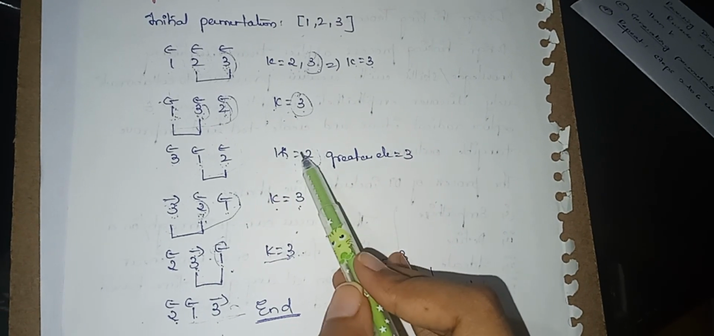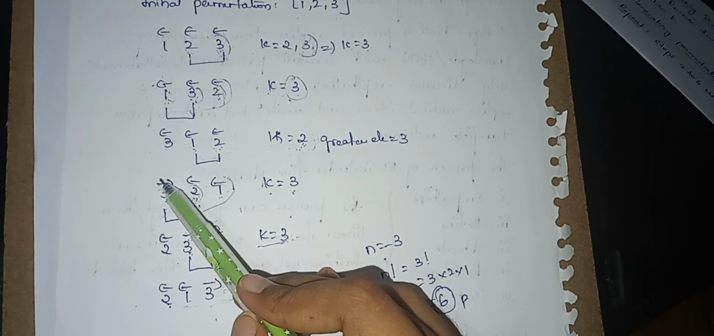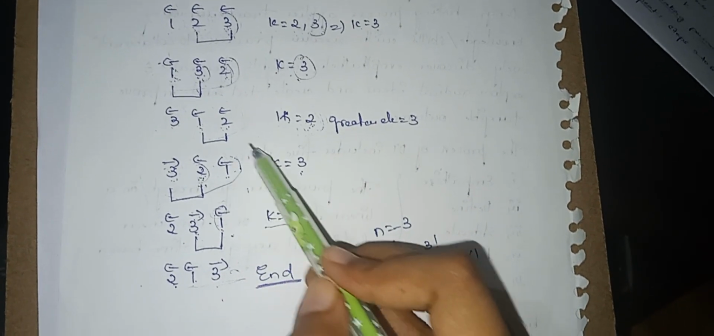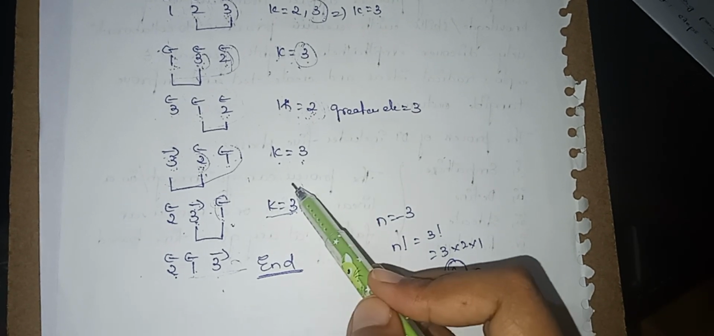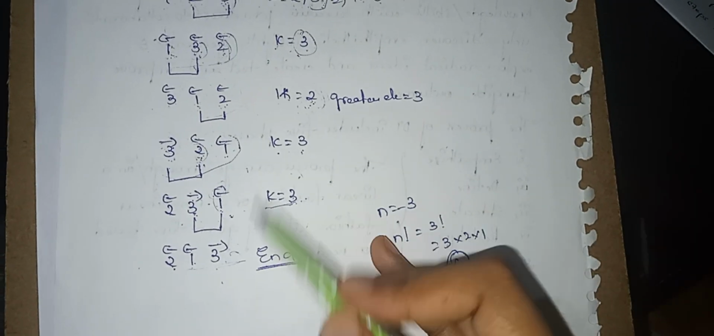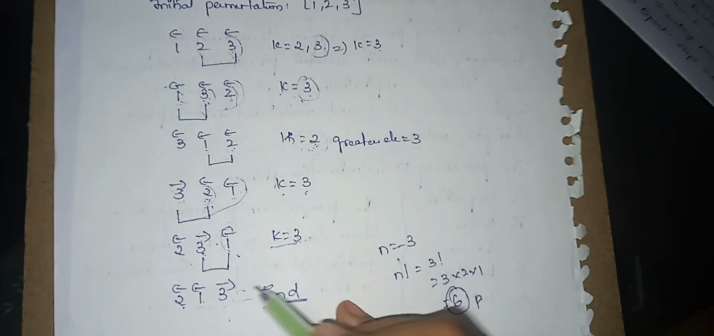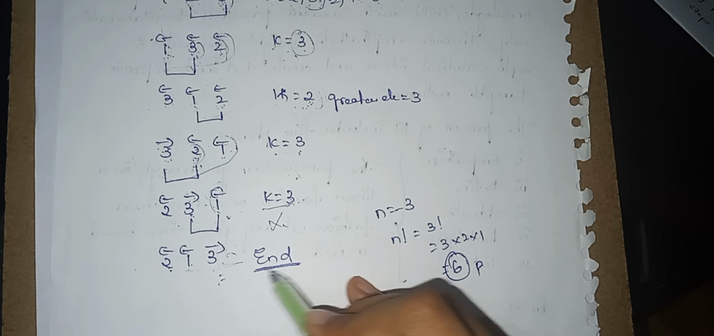So here in the third permutation, we got the mobile element as 2, but there is an element which is greater than 2, which is greater than k, which is 3. Therefore you have to change the direction of 3 and swap the mobile element with its adjacent element. So 3's direction is changed and 2 and 1 are swapped. So this is the new permutation. Again identify the mobile element, swap it with its adjacent element, and go to the next new permutation. These permutations will be generated until no more mobile elements are present. There are no more mobile elements present in the last step, therefore we are ending it.